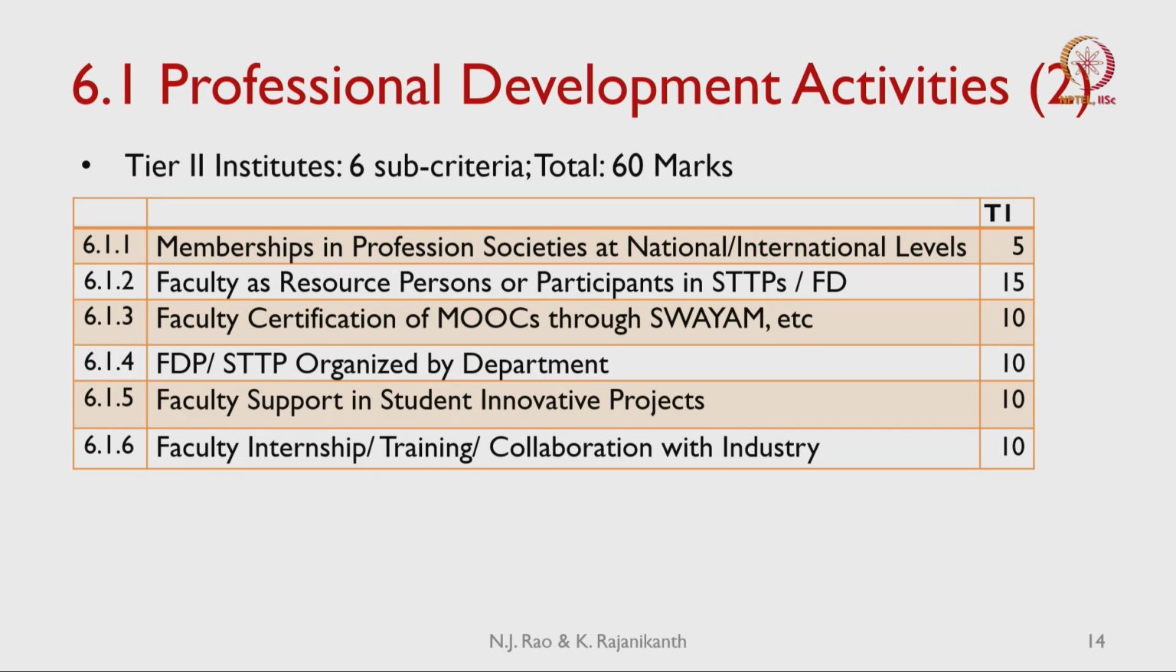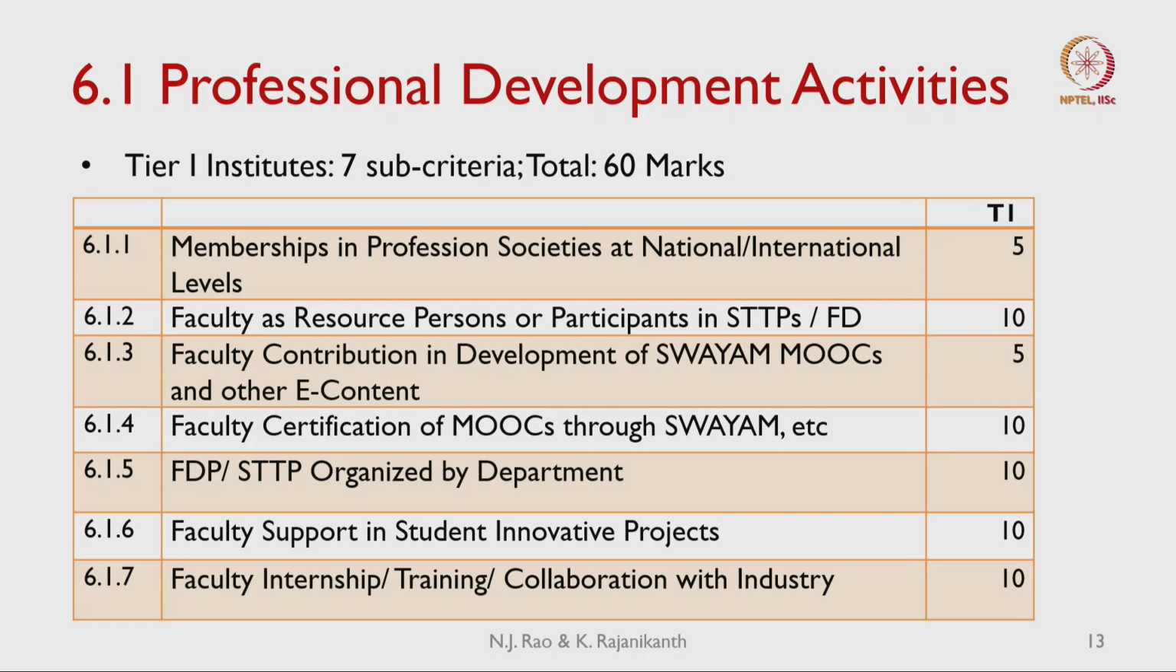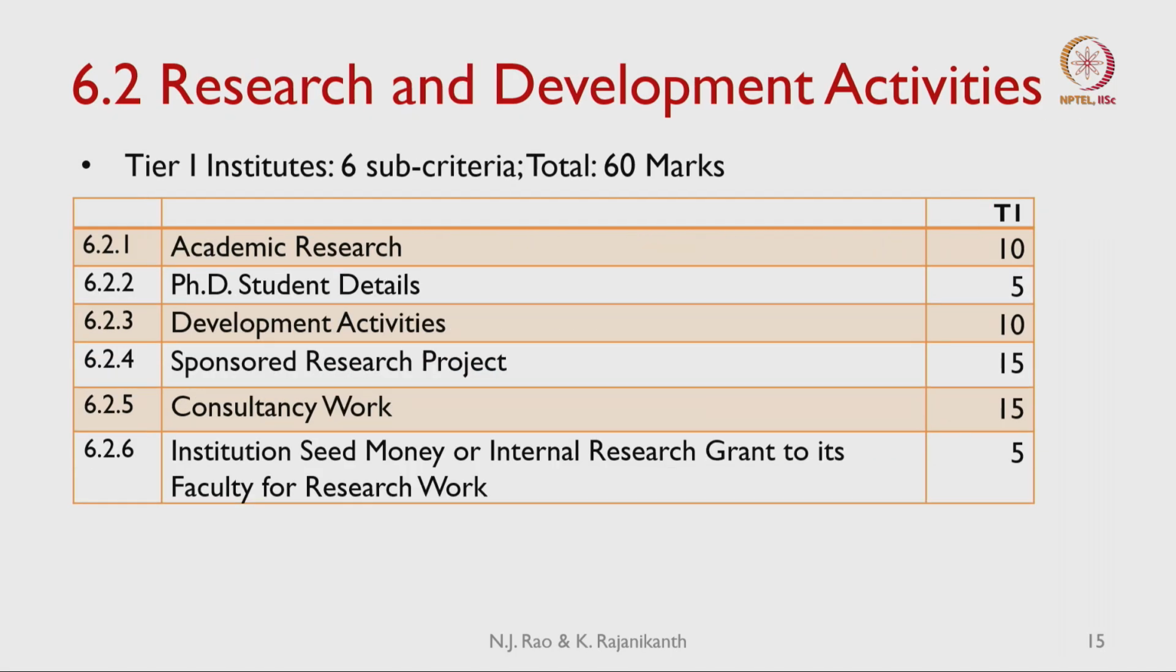Tier 2 is quite similar, except that one criterion is missing, which is the contribution in the development of SWAYAM, MOOCs, etc. Otherwise, they are quite similar. Then we have the research and development activities, again between tier 1 and tier 2 a very small difference. So, in tier 1 academic research, PhD student details, development activities, sponsored research projects, then consultancy work, institution seed money or internal research grant to its faculty for research work.